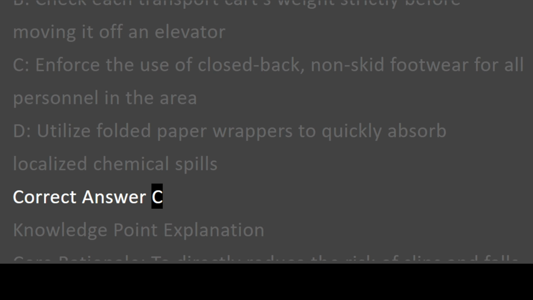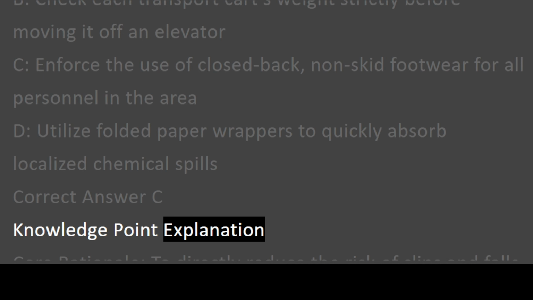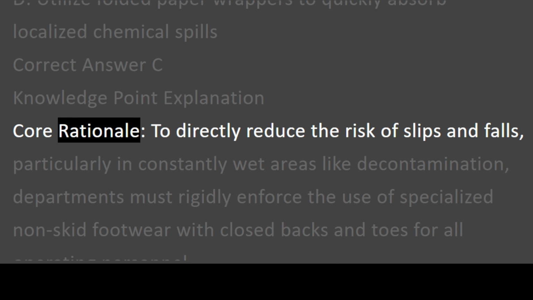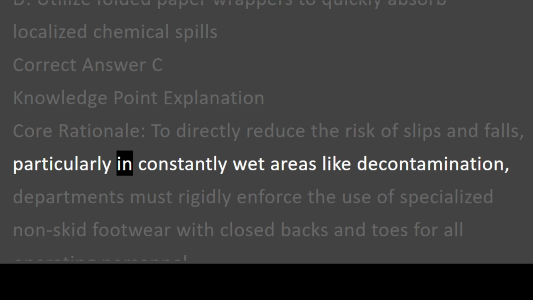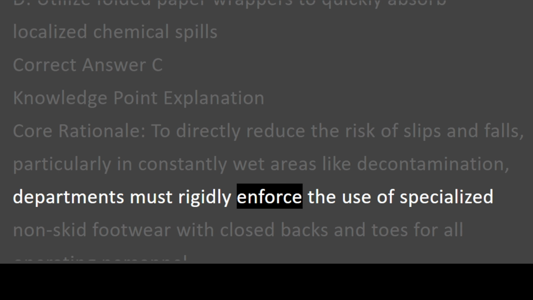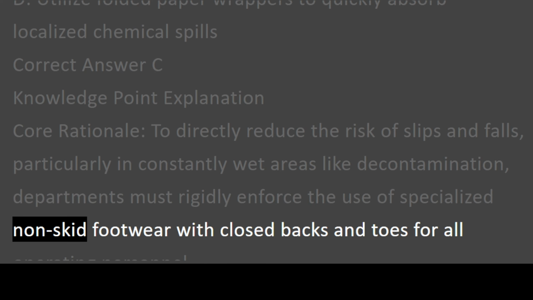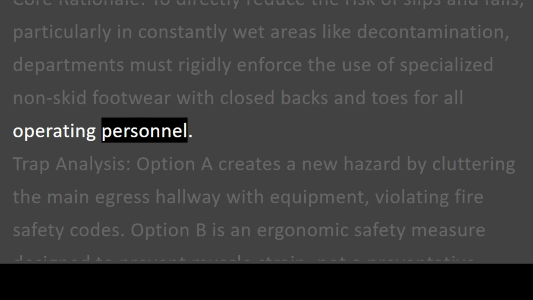Correct answer C. Knowledge point explanation. Core rationale. To directly reduce the risk of slips and falls, particularly in constantly wet areas like decontamination, departments must rigidly enforce the use of specialized non-skid footwear with closed backs and toes for all operating personnel.